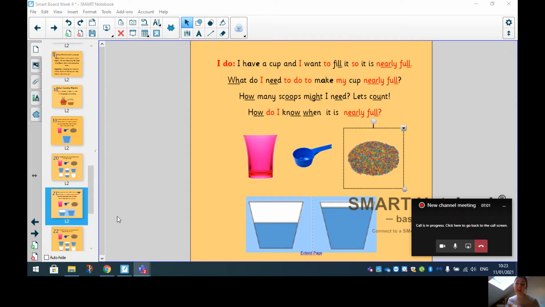So this time it might take a few less because I don't want it full to the top. I want it nearly full. So that's nearly to the top, but not quite to the top, not quite full. Okay, you'll see what I mean as I do it.